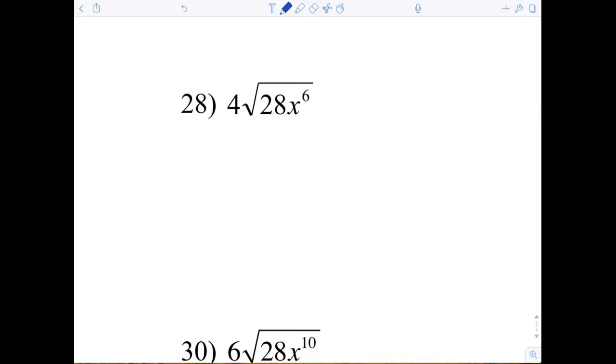All right, here we go. 28. Now remember, on 28, this is 4 times. Now 28 breaks down to 4 times 7. Do I need to break down x to the 6th? No.